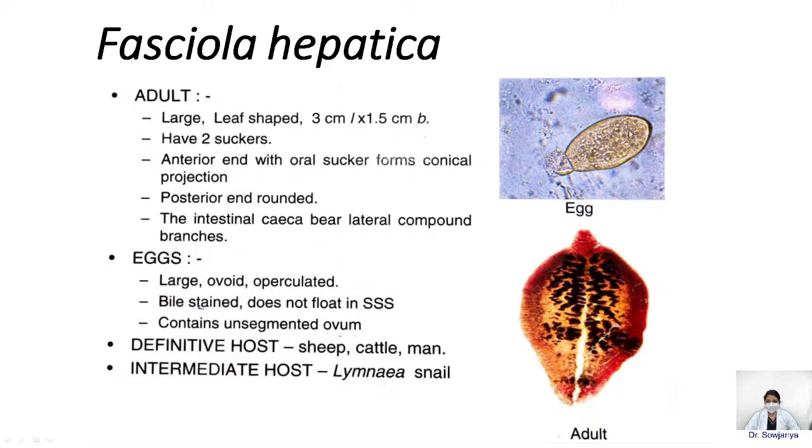Coming to eggs, they are large, ovoid, and operculated. As you can appreciate in this diagram, the operculum is the lid-like structure that is present. These are bile-stained. They do not float in saturated salt solution, and each contains an unsegmented ovum inside. The definitive hosts of Fasciola hepatica are sheep, cattle, and man, and the intermediate host is Lymnaea species, which are snails.